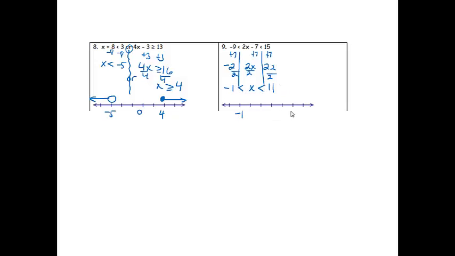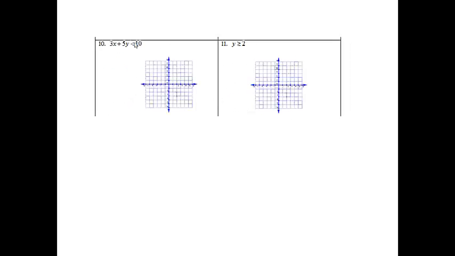Negative 1 goes on the left, 11 goes on the right. We could put 0 in the middle again. And open circles for both of them, and we did decide that it was a connected graph, so that's what it will look like. Okay, number 10.